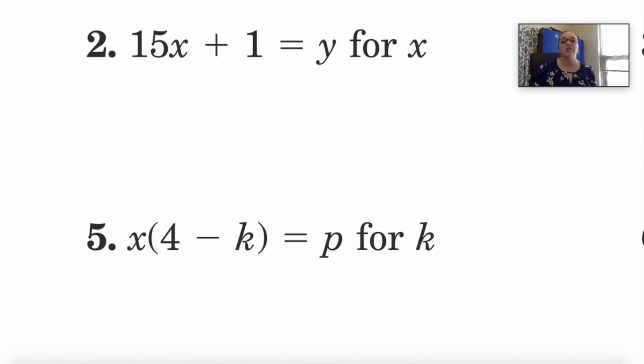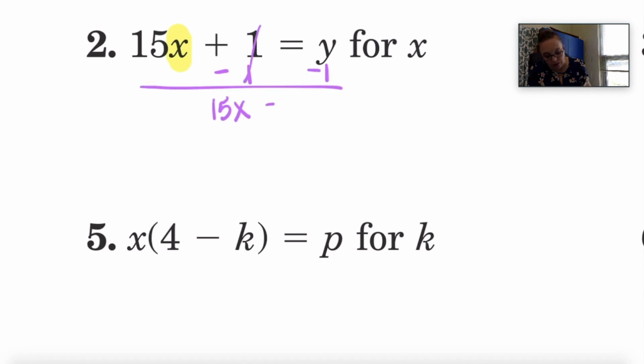So 15x plus 1 equals y, and we're solving this for x as well. So I'm going to highlight that x so I know I'm isolating it. If I'm getting it alone, first I'm going to get rid of that 1, so I'm going to subtract 1 on both sides. That leaves me with 15x on the left. Now, y minus 1. You don't know what y represents, so we're going to leave that as just y minus 1.